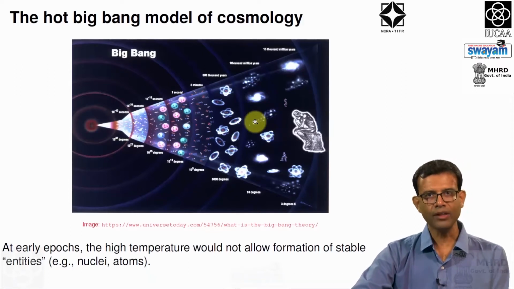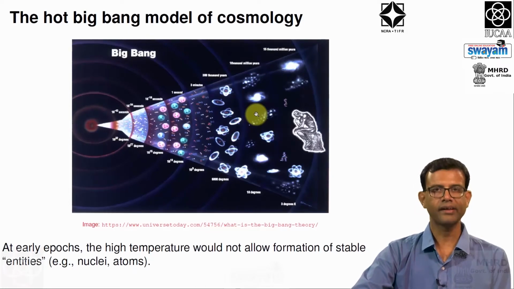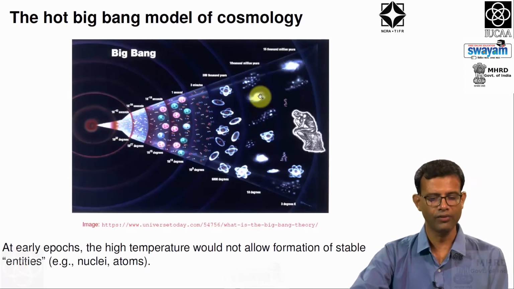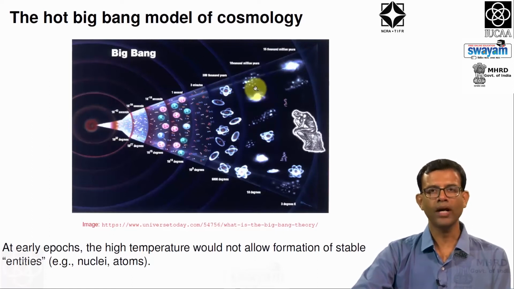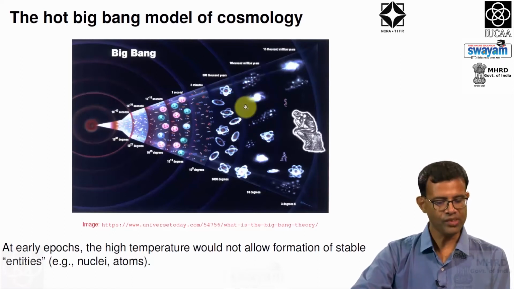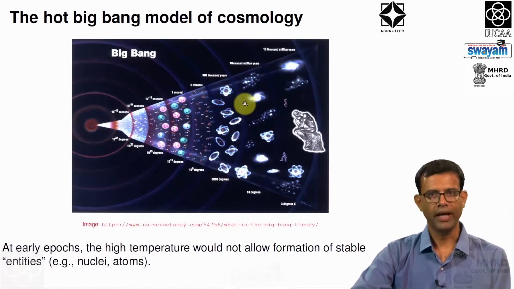Now, a very basic principle which we will try to use while describing this hot Big Bang model of cosmology, or the early universe part of it, is that when the temperatures are high, it becomes more and more difficult to form stable entities. For example, take nuclei, take a helium nucleus or any other nucleus you can think of.